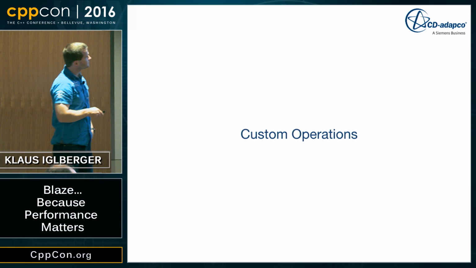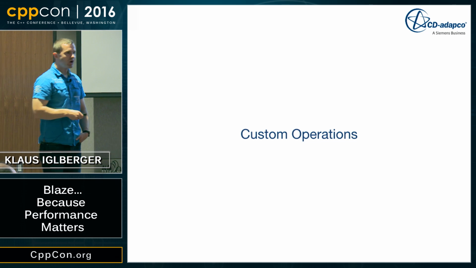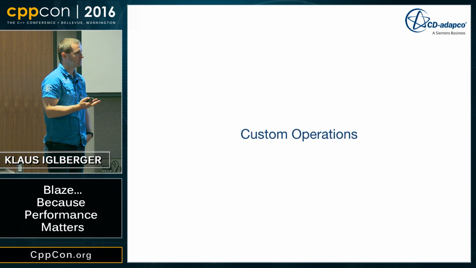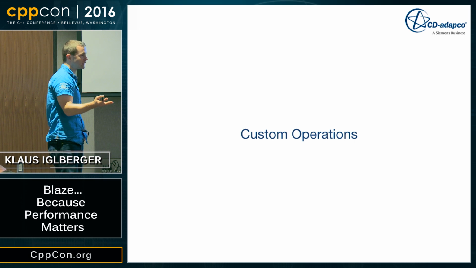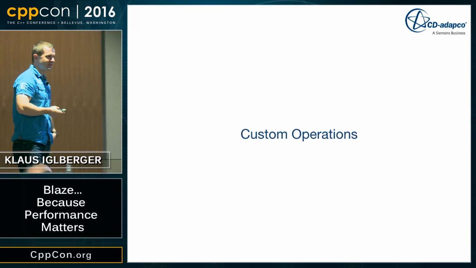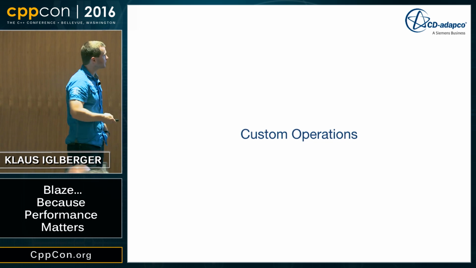Custom operations. Very often, people might not find the operation that they need in the library. So you might need a square root function. Okay, this is available, but just as an example, it might not be, for whatever purpose.